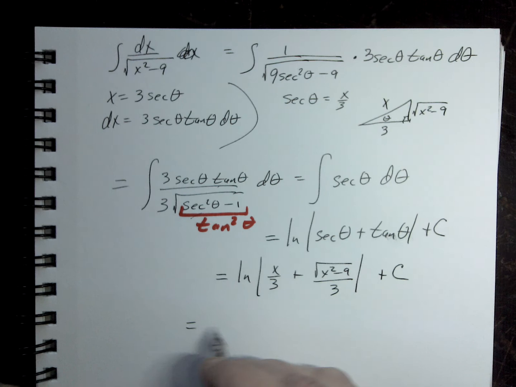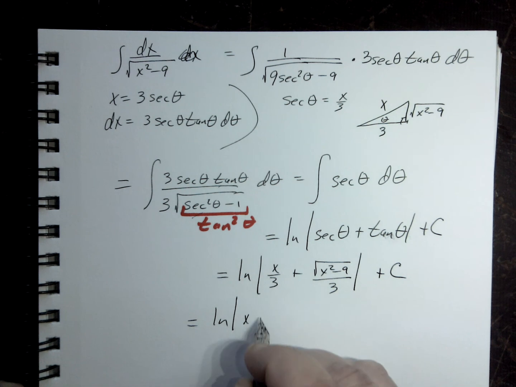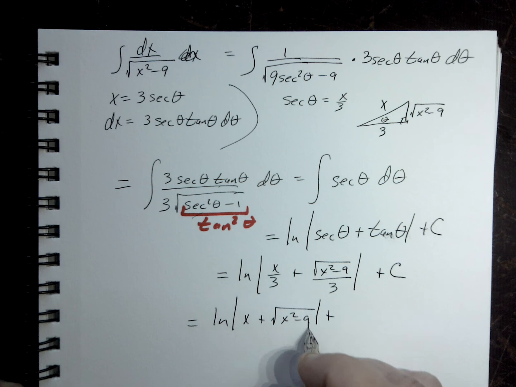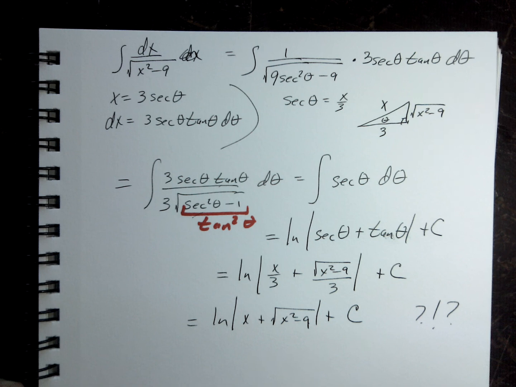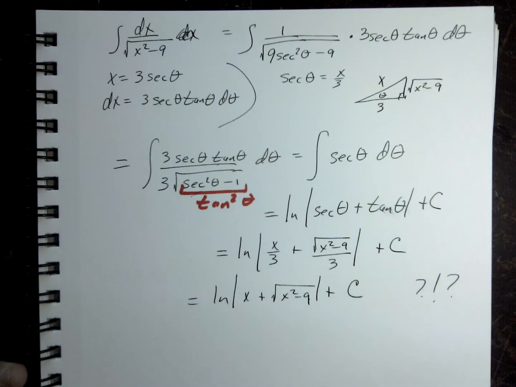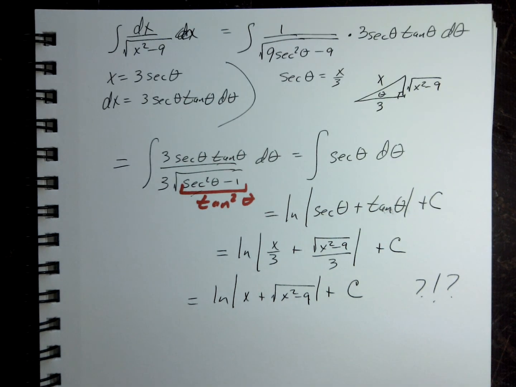And this will simplify to that. So 9 plus c. Do you know why? Figure it out, because that would be a good question somewhere. Okay, so that's how we do the other trig substitutions.